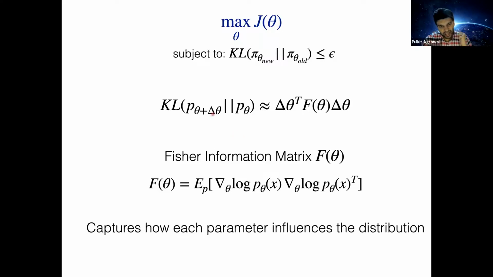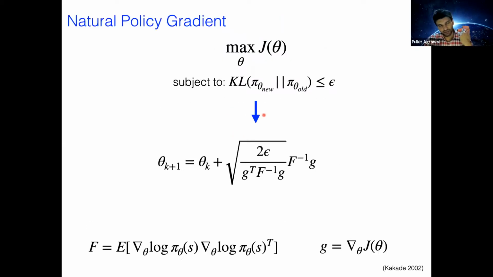So this approximation led to a class of algorithms called natural policy gradient. Now this was motivated by natural gradients, which came much earlier, but that is just a historical fact. If we use the formulation that we discussed in the previous slide, which is approximating the KL divergence, we end up with the following update, where F is the same as my Fisher information matrix, and G is nothing but the policy gradient term that we have. So over here, we have a term called the natural gradient.